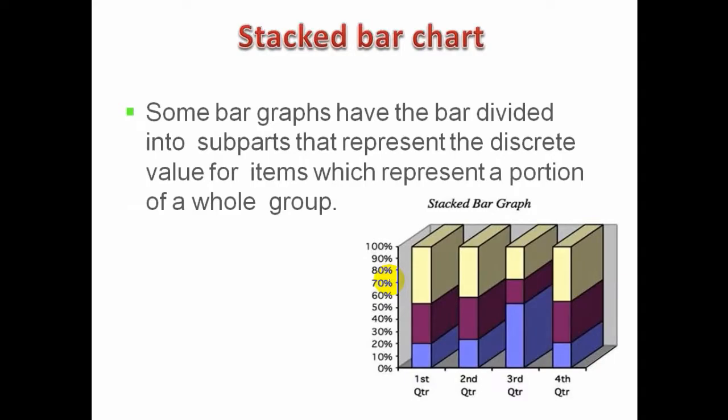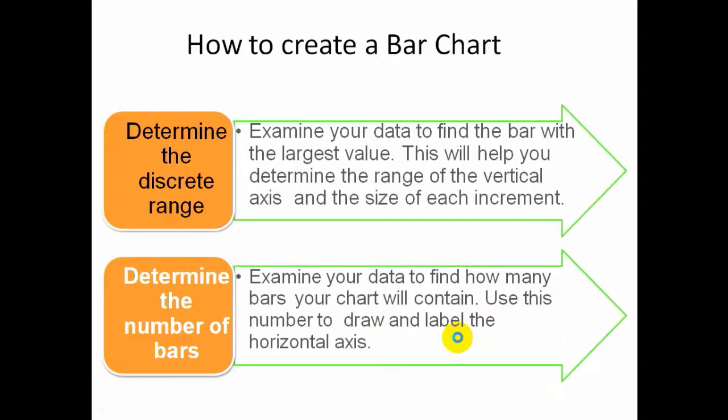Some bar graphs have the bar divided into subparts that represent the discrete value of items, which represents a portion of a whole group. You see over here, this is the stacked bar graph. There is a little bit of difference between the group bar chart and stacked bar charts. You see over here, this is a group, this is a group, this is a group, and this is the fourth group. Now, how to create a bar chart?